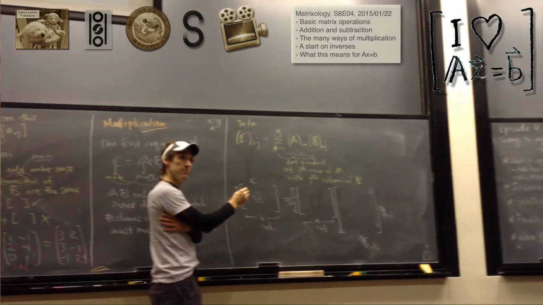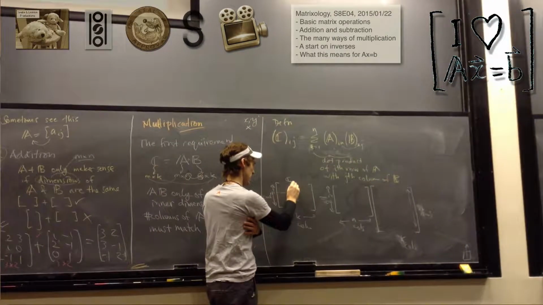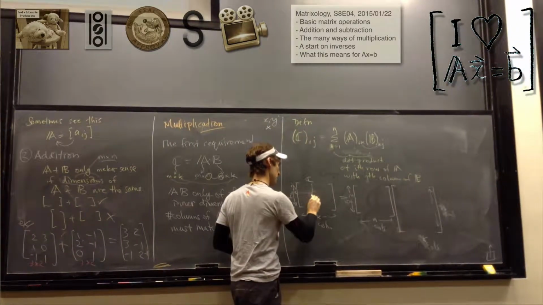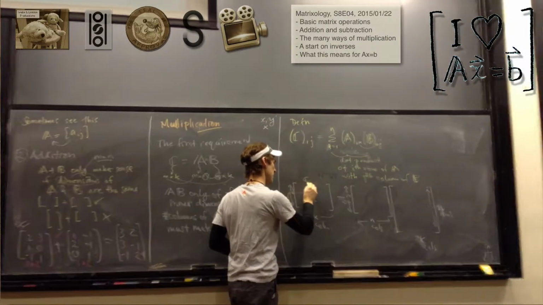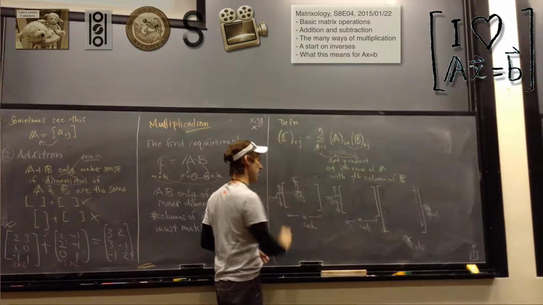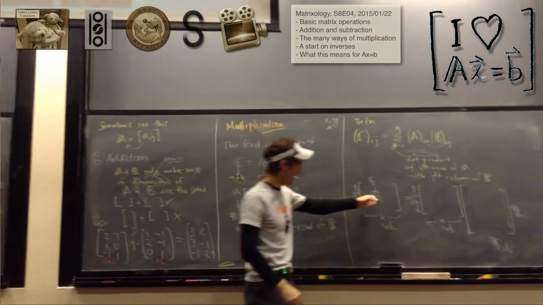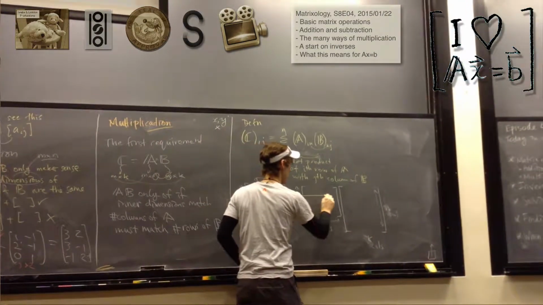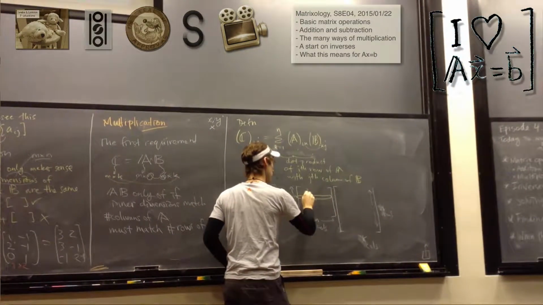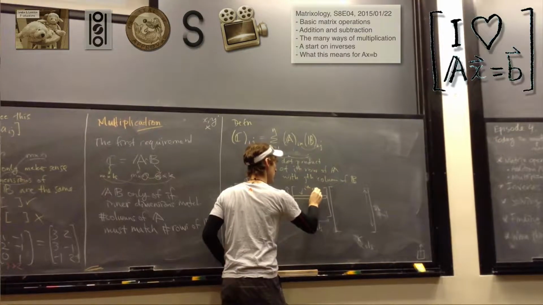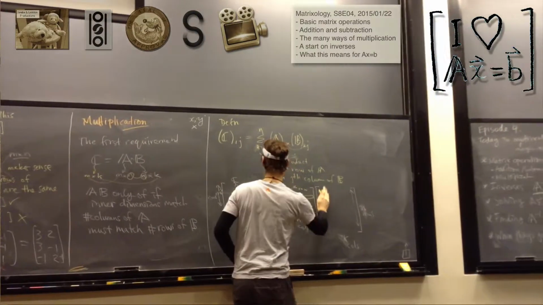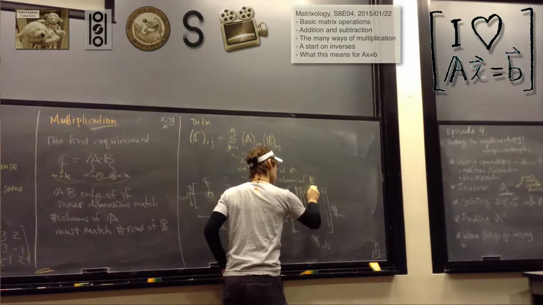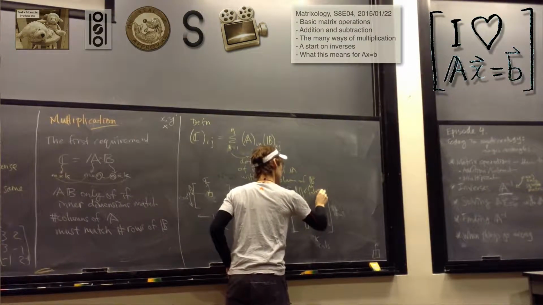So this entry, let's call it ij here. This is i. This box in here, this i in here, and j. That single number there is the dot product of this row, the ith row, and the jth column. Okay.